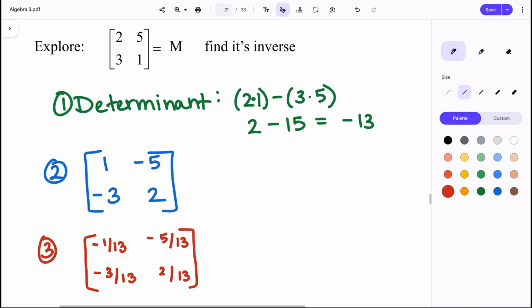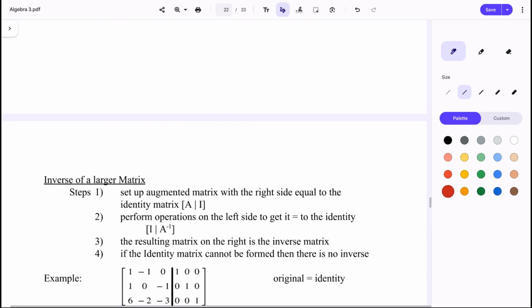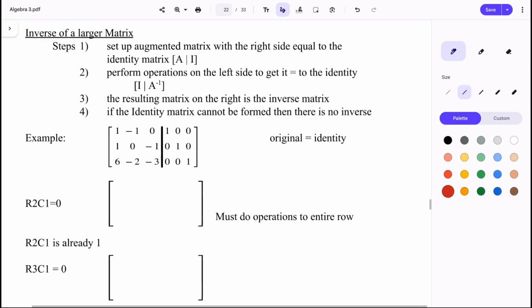Questions on finding an inverse of a 2 by 2? Okay, now what we're going to do is look at how we find inverses if the matrices get larger. A 2 by 2 is not so hard. It's pretty easy to do those, I feel. But as you get into the larger matrices, it's not as cut and dry. You can't just follow the exact same steps that we did before. So we need to go over how we do this.